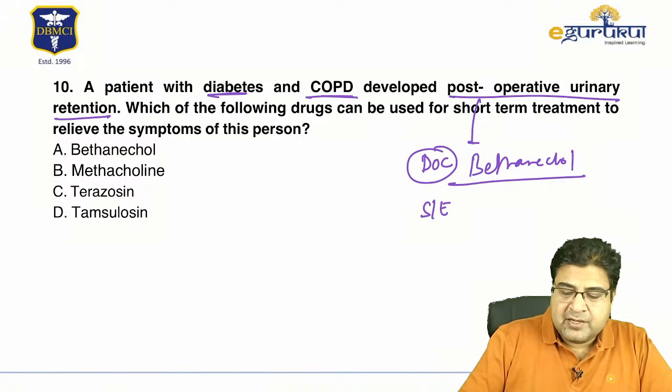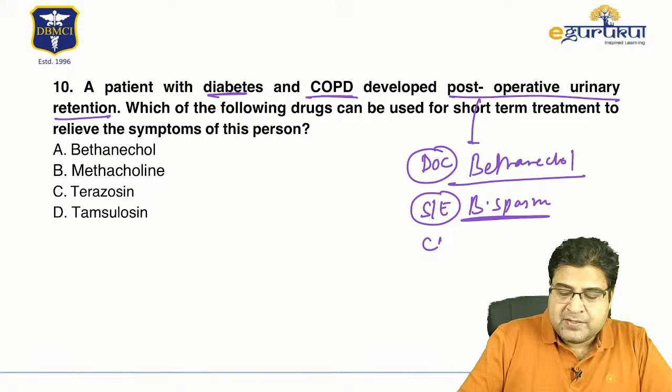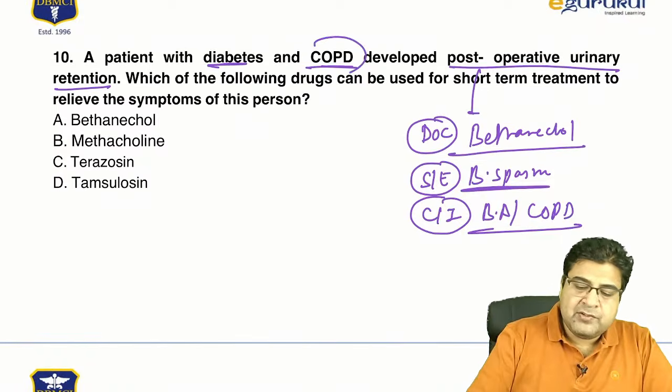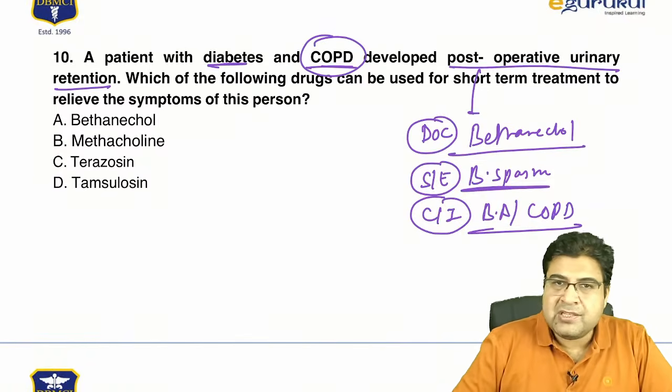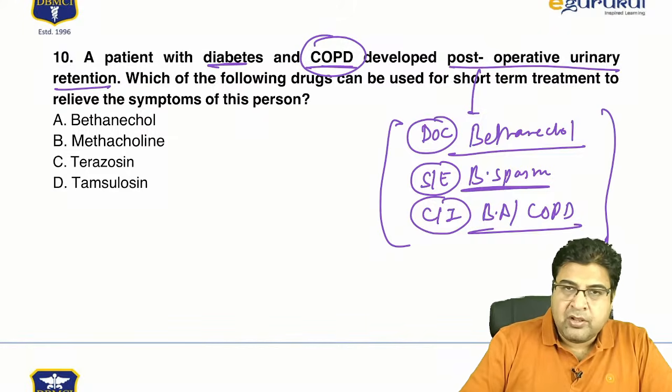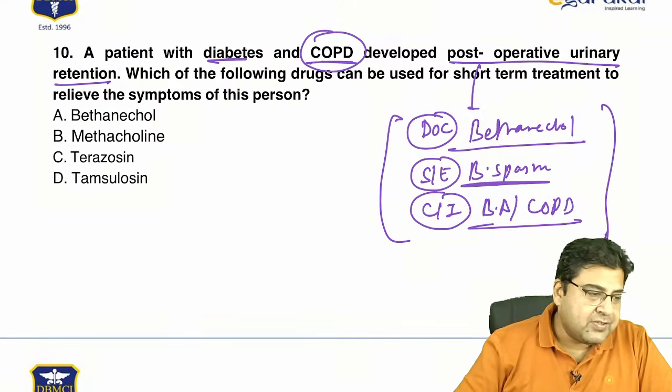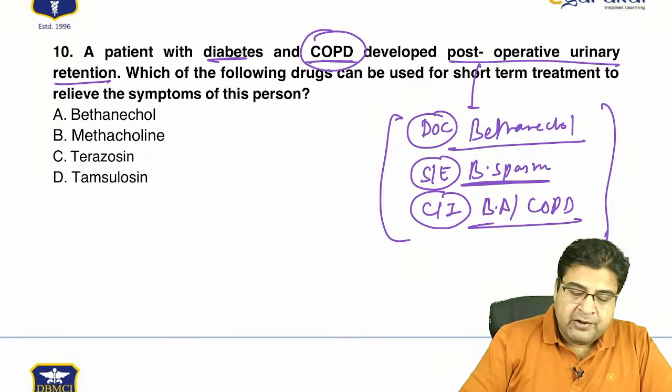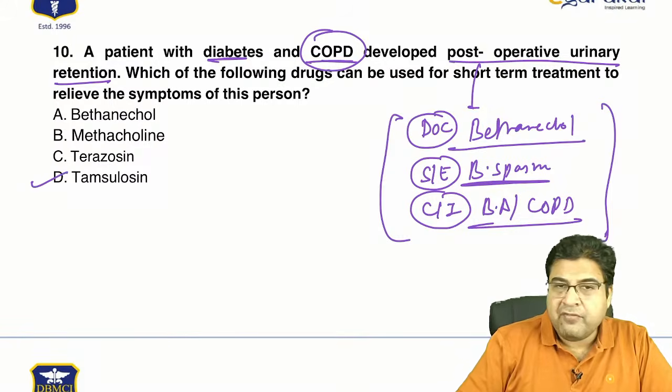But this medicine can cause bronchospasm as a side effect. So because of bronchospasm as a side effect, this medicine should not be given to a patient of bronchial asthma and COPD, right? So if we cannot give bethanechol, I have to move on to the alternative drugs. Now what are the alternative drugs? The alternative drug here is alpha-1 blocker.